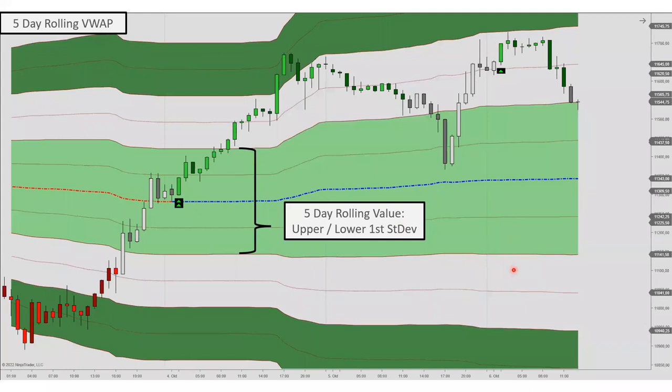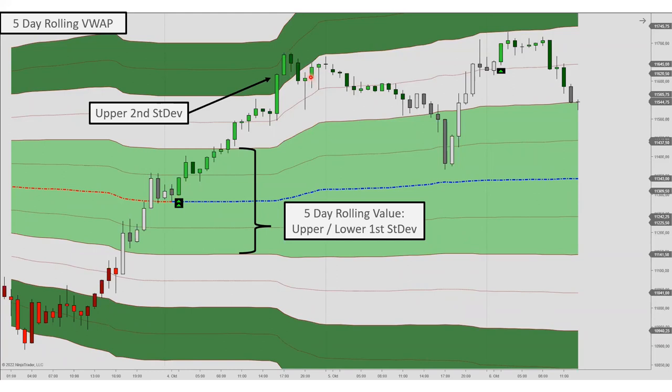So the idea then is to take directional trades from value towards the outer standard deviation bands. And once we reach that area, institutional participants are likely to take a step back, and momentum usually stalls, as we see here. So back to the value area, and boom, off we go again. So this is a good place to consider exits, the second standard deviation band.